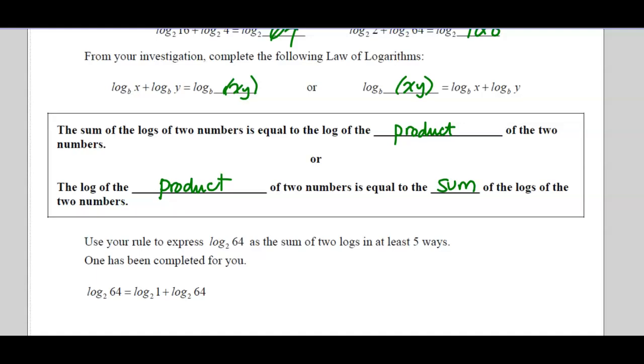Okay, so use your rule to express log of 64 base 2 as a sum of 2 logs in at least 5 ways. One way's been done for you. You do 4 more ways.